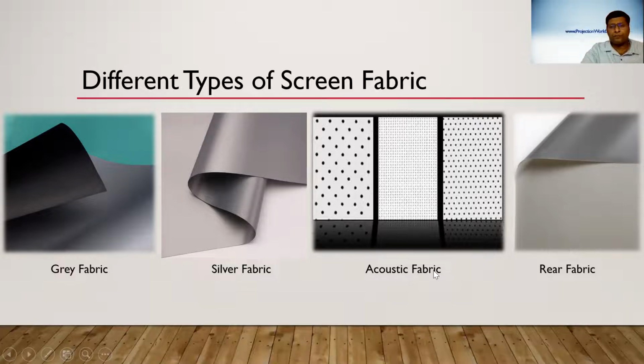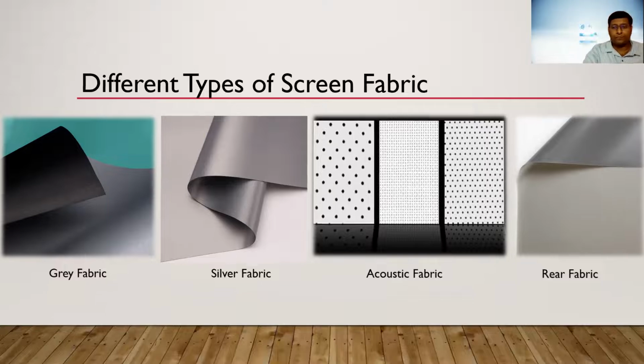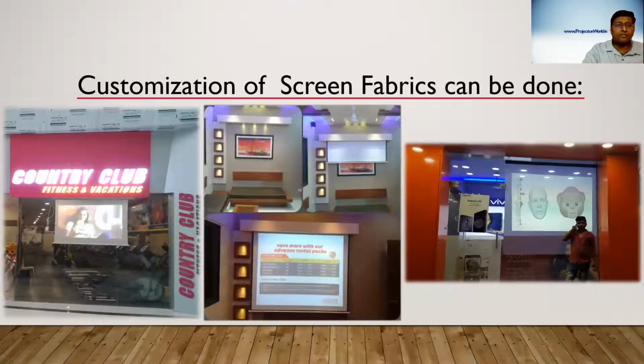Then comes the acoustic fabric. There are different types of acoustic fabric. Right now we are highly recommending the 4K acoustic fabric which is available. Then comes the rear fabric. Rear fabric is basically used where you want to do the projection from behind and the audience should be seen in front.